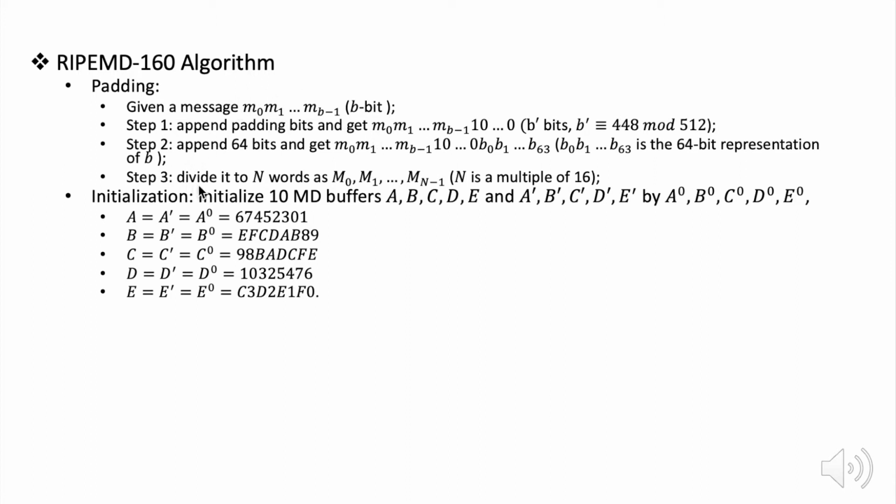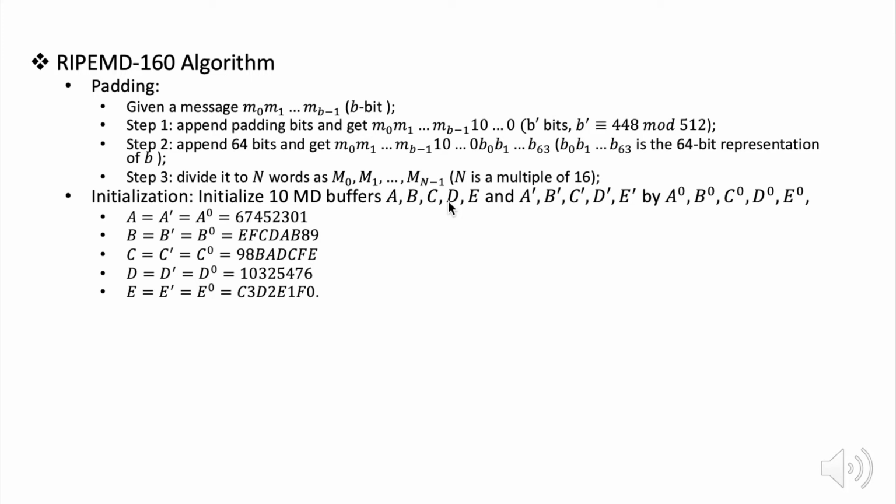And then we will divide it into n words. Here n is a multiple of 16. The reason we use 16 here is because we're gonna process these message words 16 words at a time. This padding process is exactly the same as in the MD4 algorithm, but the next process will be different.